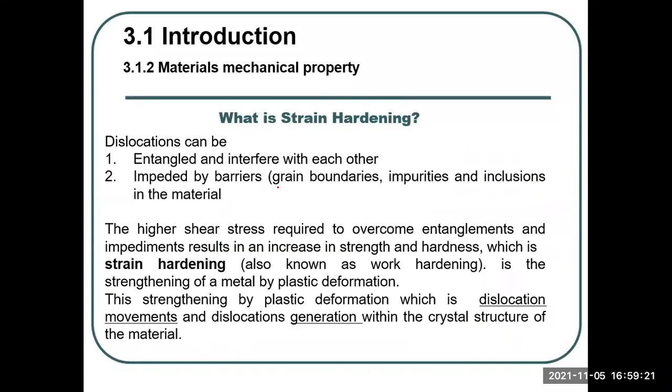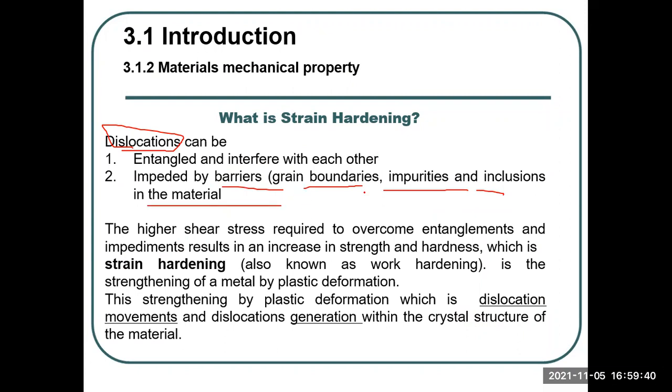Then we also explained from the atomic side what strain hardening is. From the atomic side, we know that because there are dislocations, the dislocations become entangled and interfere with each other. They will be impeded by barriers such as grain boundaries, impurities, and inclusions in materials.